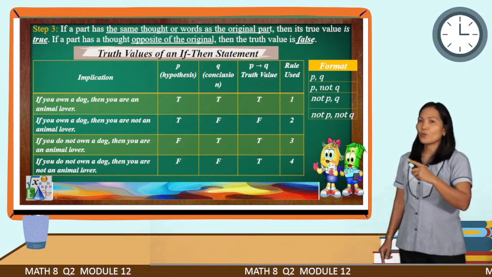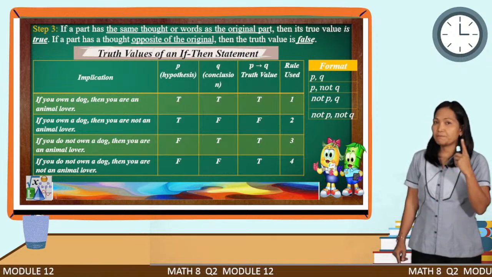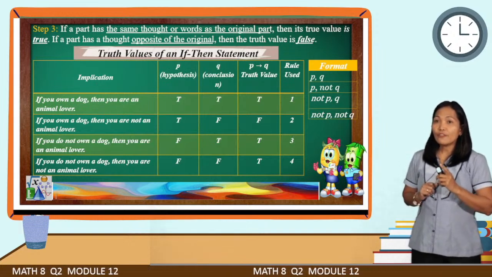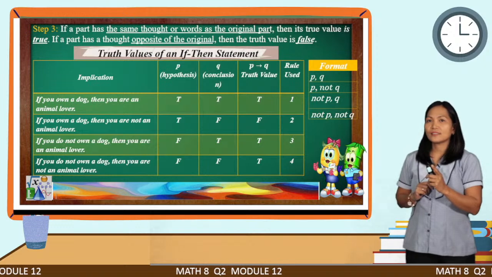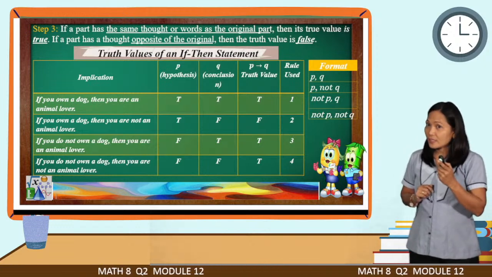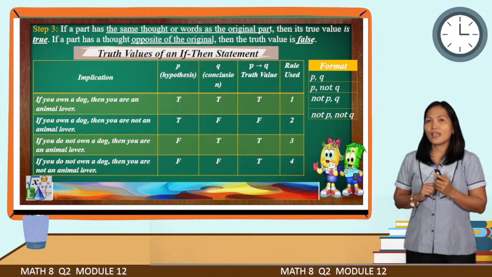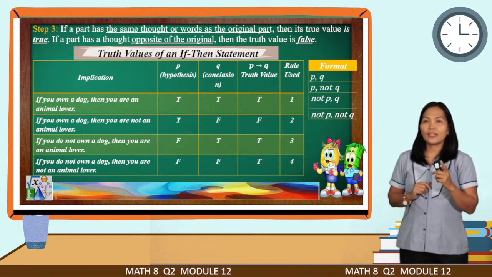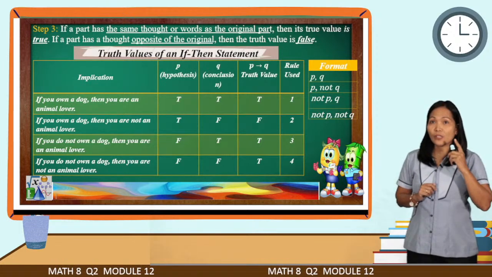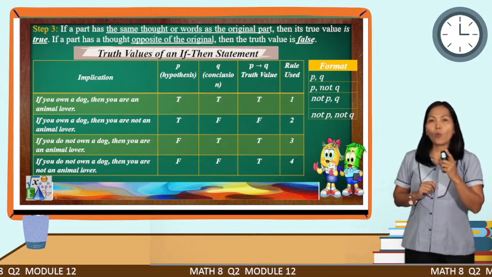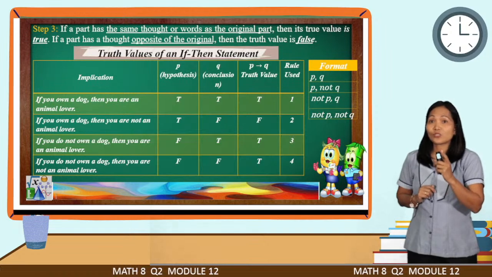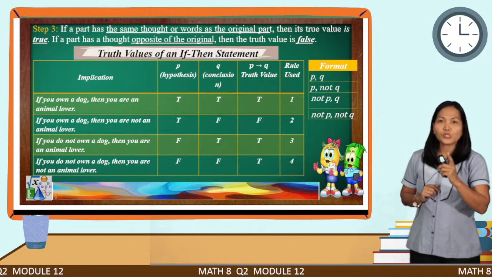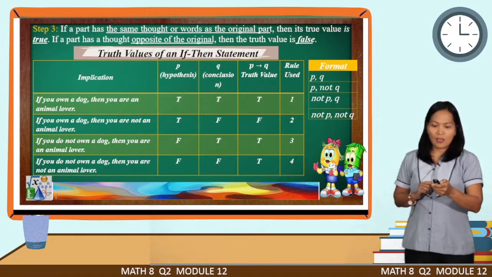And for the fourth one, if not P, then not Q. So our hypothesis, if you do not own a dog, has the opposite thought. So it's false. Our conclusion, then you are not an animal lover. Also, it has the opposite thought. So, what is the decision? It's true. Because both the hypothesis and the conclusion are false. Alright.